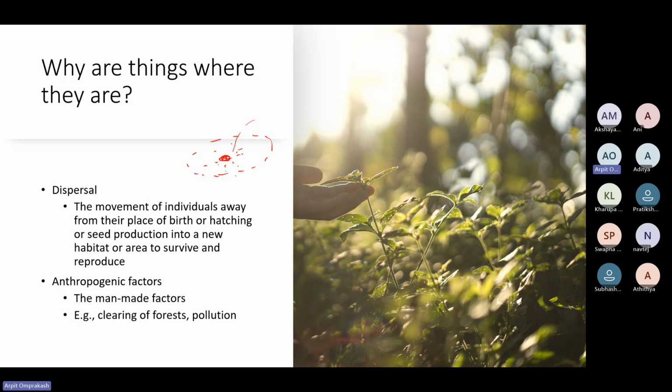Right. So because of dispersal, many species are present in one area, and if given enough time, they may move around and go into other areas. And the other thing is anthropogenic factors. These are man-made factors such as man-made forest fires, pollution or clearing of forests, which prevent some species from accessing certain geographical areas.